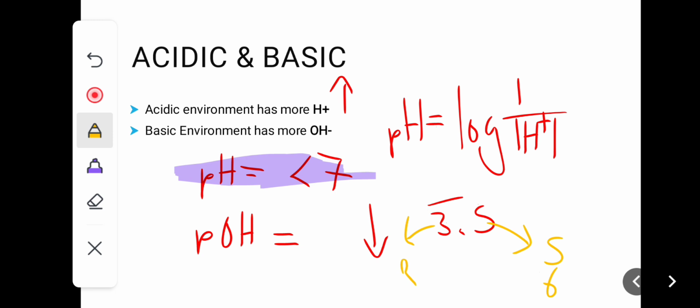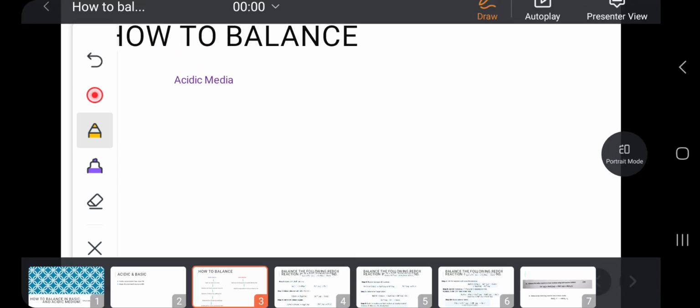So now let's look at how to balance in an acidic media and how to balance in a basic media. We're going to balance in acidic media and we're also going to balance in a basic media.